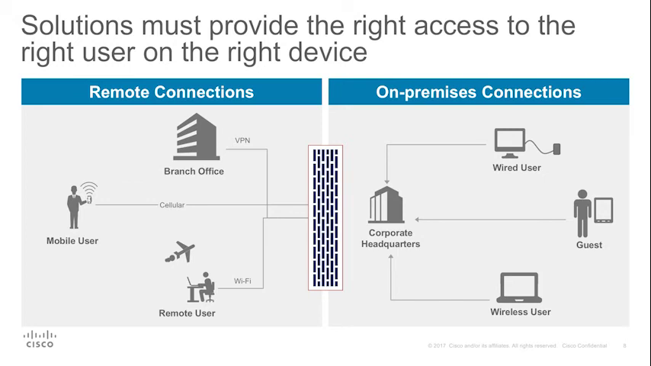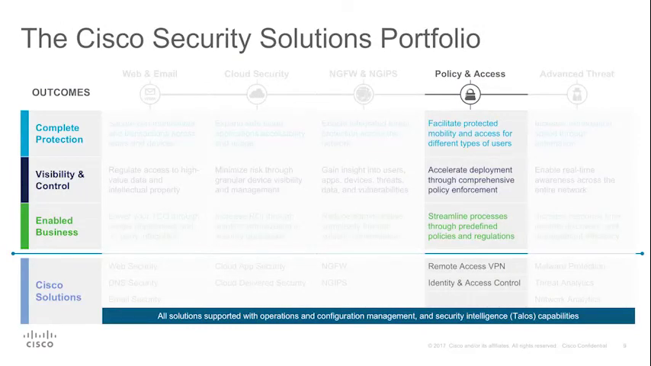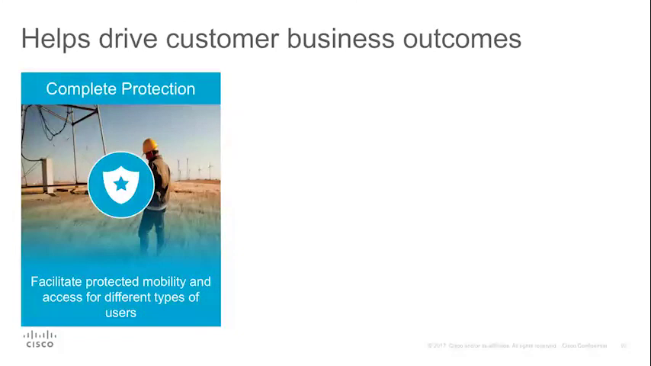That's why Cisco provides the best policy and access solution. As we've seen before, policy and access includes Remote Access VPN and Identity and Access Control solutions, all coupled with Cisco's robust management and security intelligence, Talos. These solutions all come together to deliver value to businesses and drive business outcomes. Cisco's Policy and Access solution stops threats from getting in and spreading, controls all access from one place, and enables customers to see and share rich user and device details.